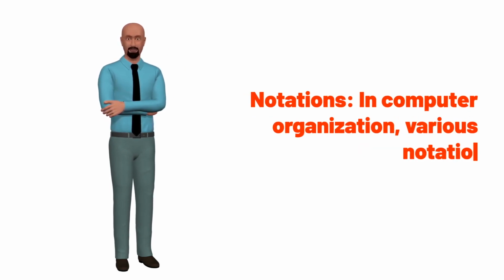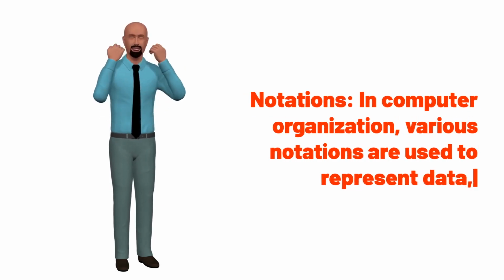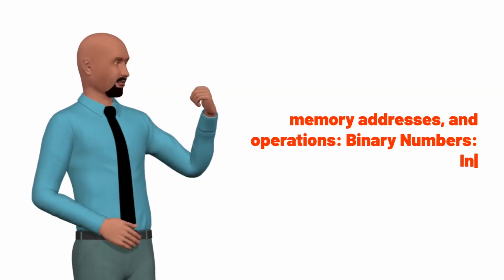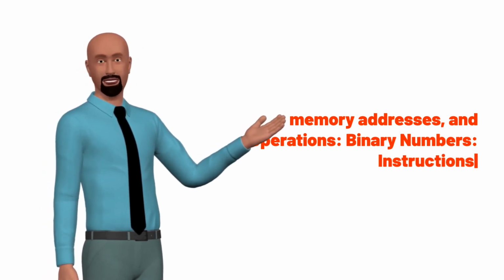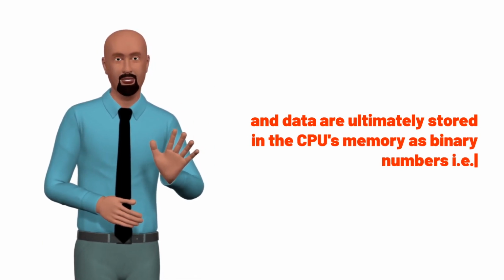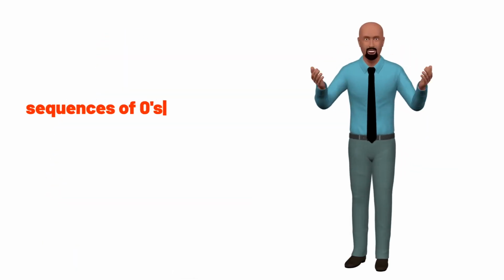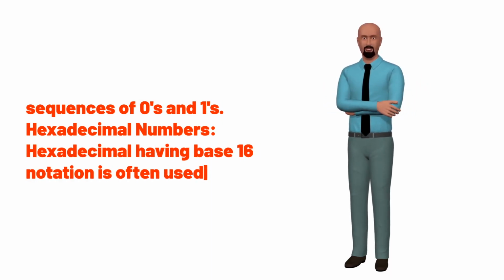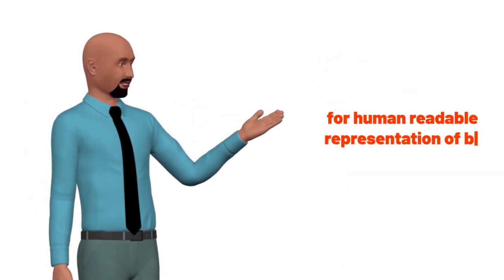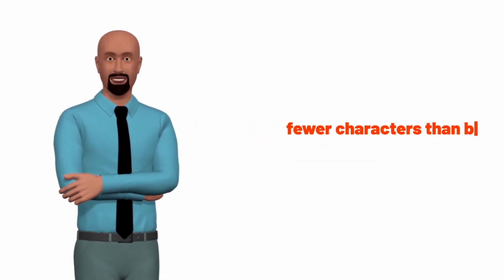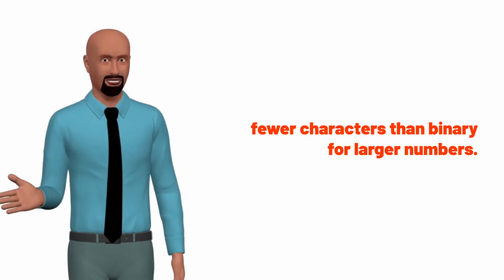Notations. In computer organization, various notations are used to represent data, memory addresses, and operations. Binary numbers: instructions and data are ultimately stored in the CPU's memory as binary numbers, i.e. sequences of zeros and ones. Hexadecimal numbers: hexadecimal, having base 16 notation, is often used for human-readable representation of binary data due to its efficiency, i.e. fewer characters than binary for larger numbers.